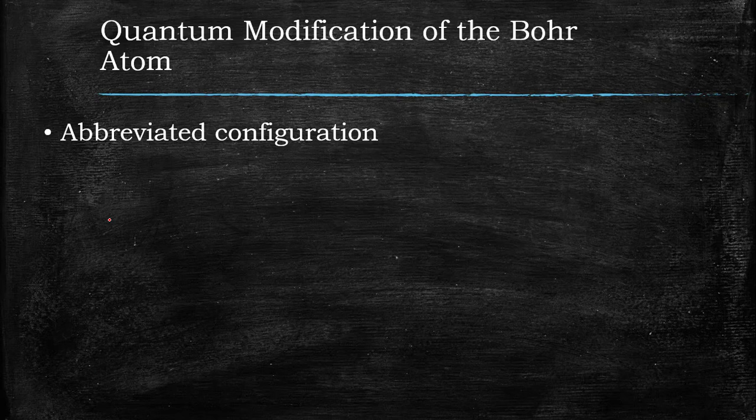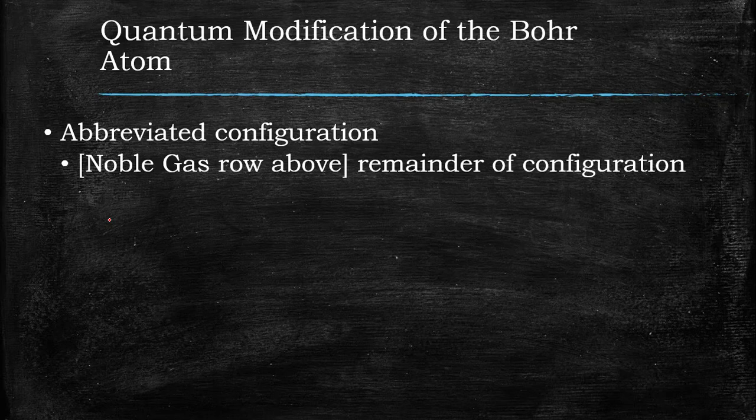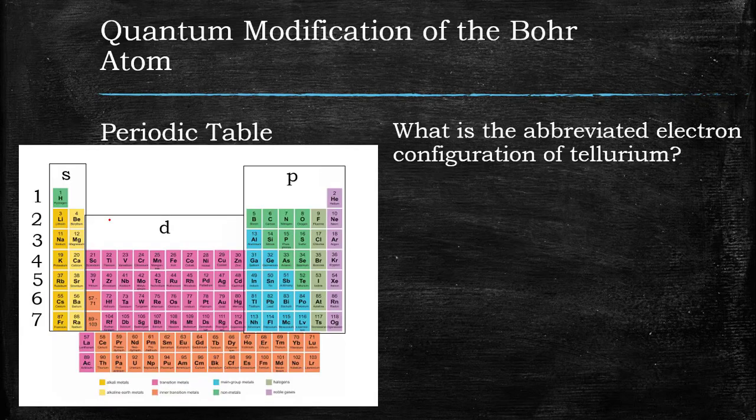Now that's a lot of writing to do. We sometimes talk about the abbreviated configuration. The abbreviated configuration consists of 2 parts: the noble gas from the period above, and then the remainder of the configuration. This is easy to read off of the periodic table. So let's take a look at the abbreviated electron configuration for tellurium. There's tellurium. Don't even need to worry about the fact that it has an atomic number of 52. I identify the noble gas in the period above, which here is krypton, so I write krypton in square brackets.